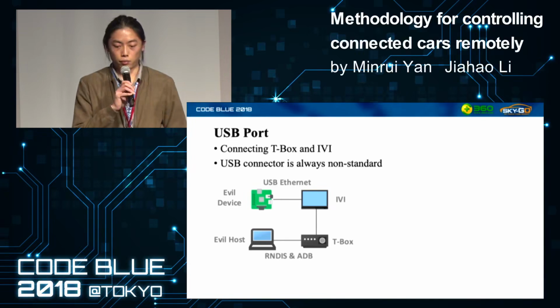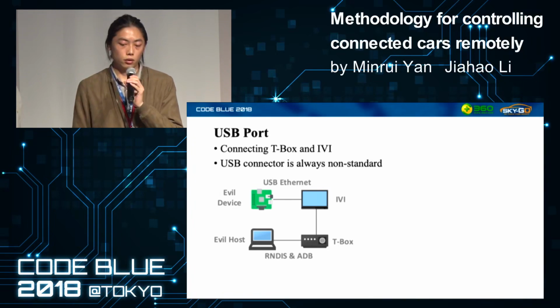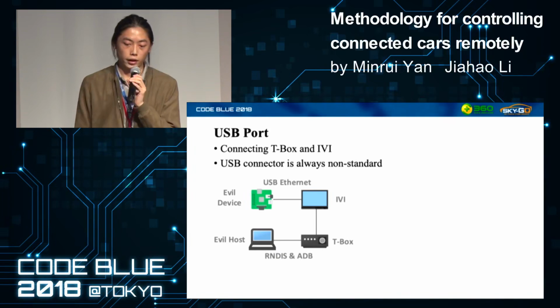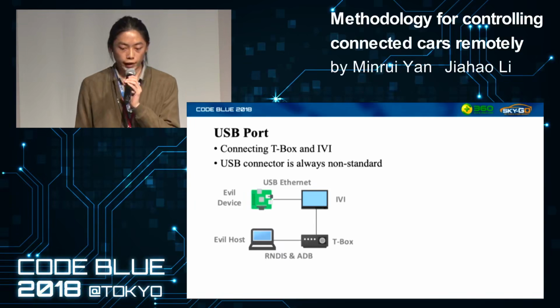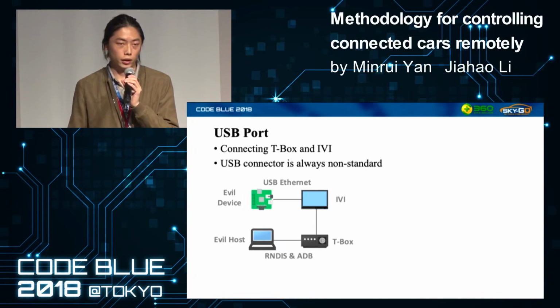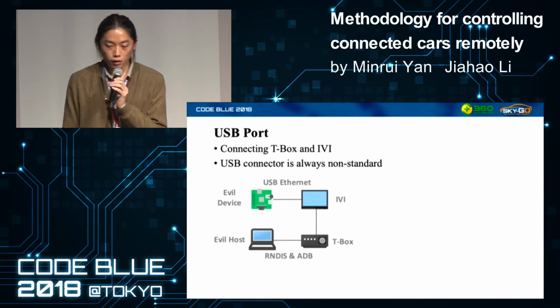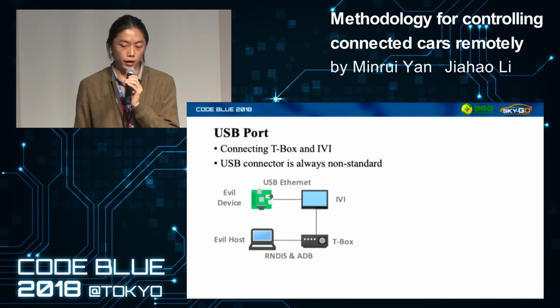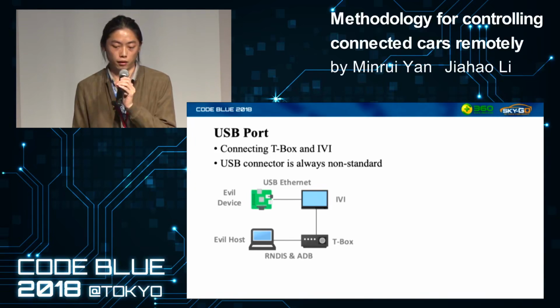This is the USB port you can see in this diagram usually. The T-Box connects to the IVI as a RNDIS device, and the IVI connects to the internet via the T-Box. The PID and the VID are possibly private. So here are two ways to attack the structure. For the IVI, we can customize an embedded device, such as a smartphone or Raspberry Pi, with a custom VID and PID in the USB whitelist. So the IVI can recognize the malicious USB device as an RNDIS device.